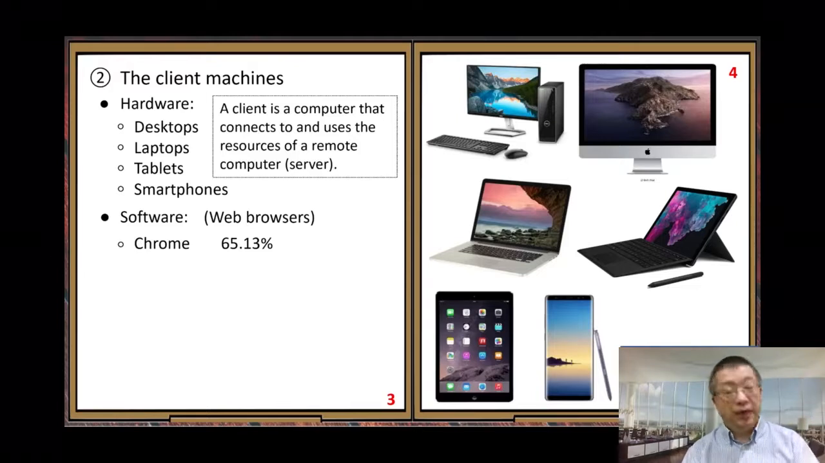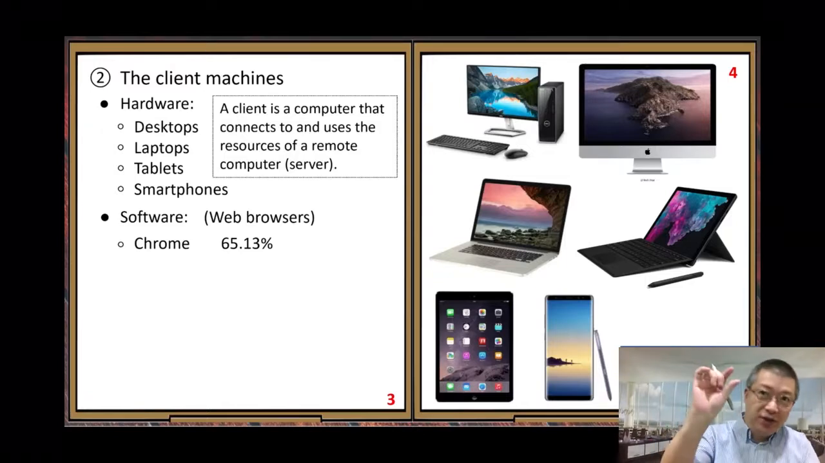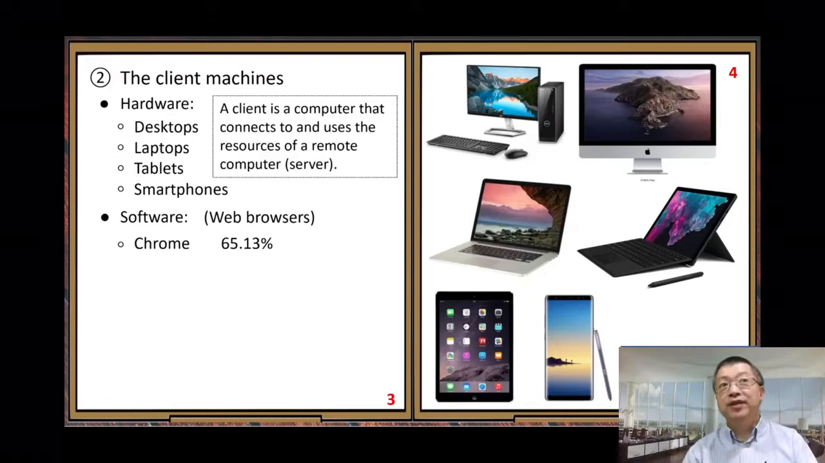65%. But 3 points lower than last year. Last year, 68%. So you can see the trend a little bit. 65%, 3 points lower than the previous year. All right, so then Firefox.